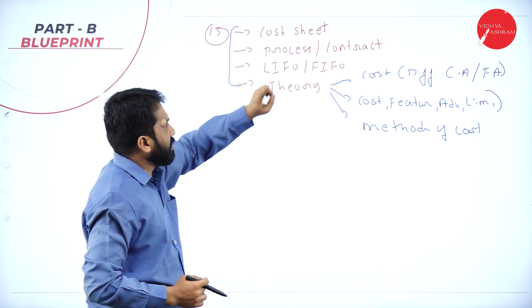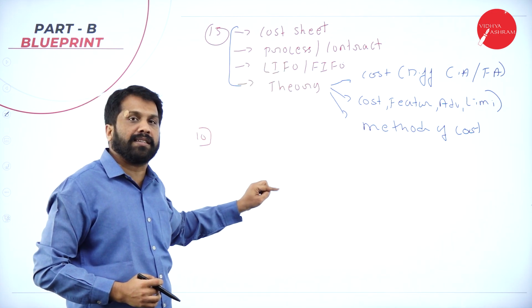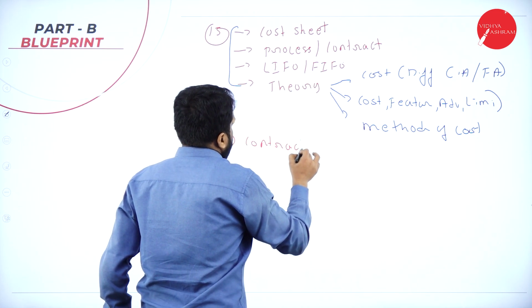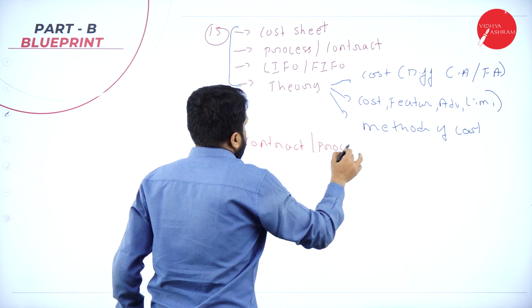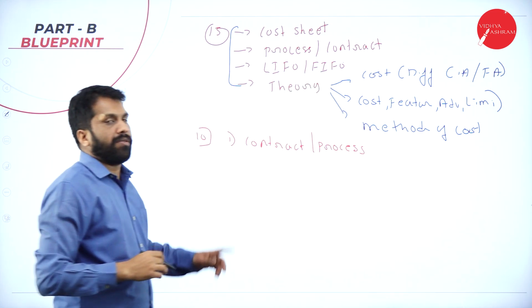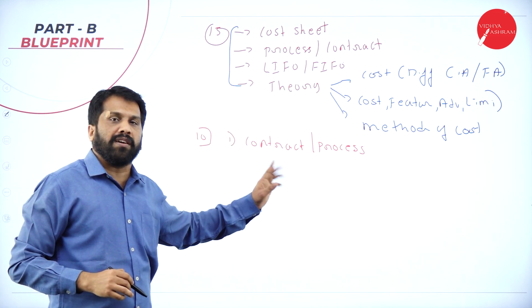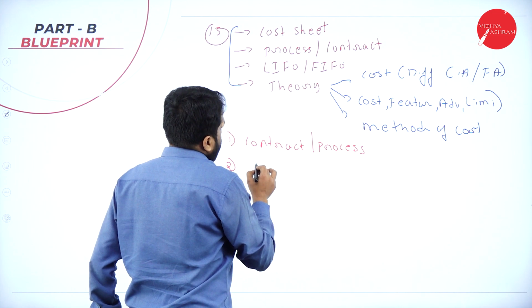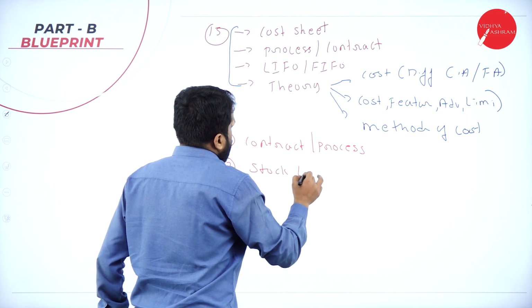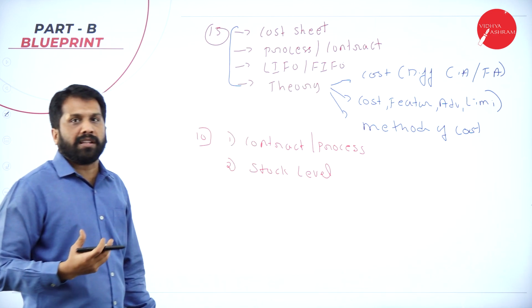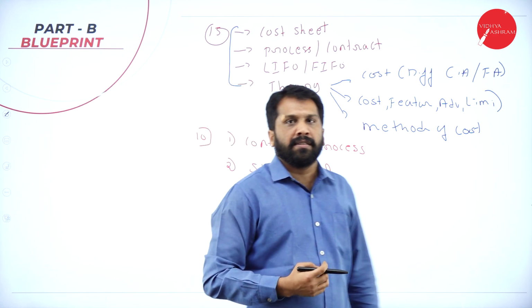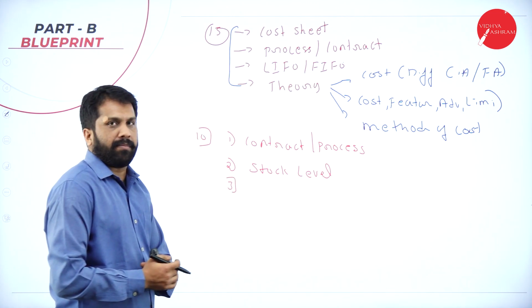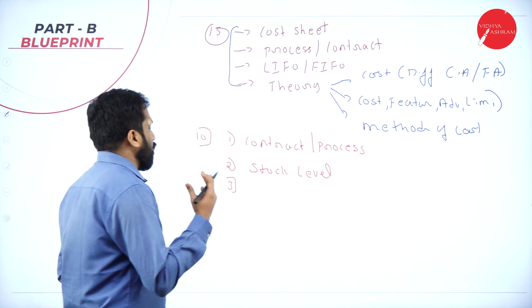If the contract is asked, process will be coming under 10 mark. Now, first one will be contract or process. If you learn process and contract, one will be there for 15, one will be there for 10 mark. Along with this, remember your stock level. Stock level will come for your 10 mark. And the third one is for your 10 marks. We can go for the stock levels.